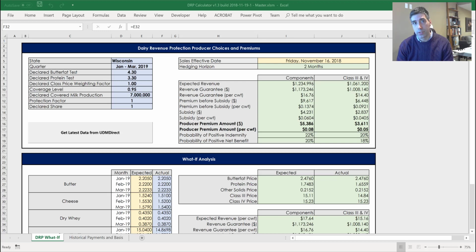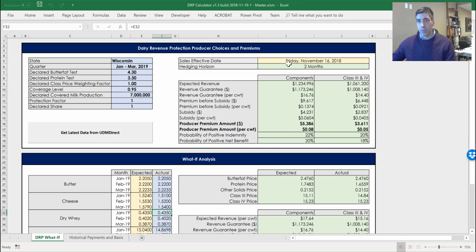Today, over the next 10-15 minutes, I would like to present to you the Excel DRP analyzer that I've created to help explain this program, to help you run the what-if analysis: what happens with my indemnities if the price of cheese goes down by so much, or the price of dry whey declines, or the yield forecasts are wrong, etc. And also to show approximately how the Dairy Revenue Protection Program would have performed over the last 10 years, since October 2008 through October 2018. So without further ado, let's take a look at this Excel calculator.